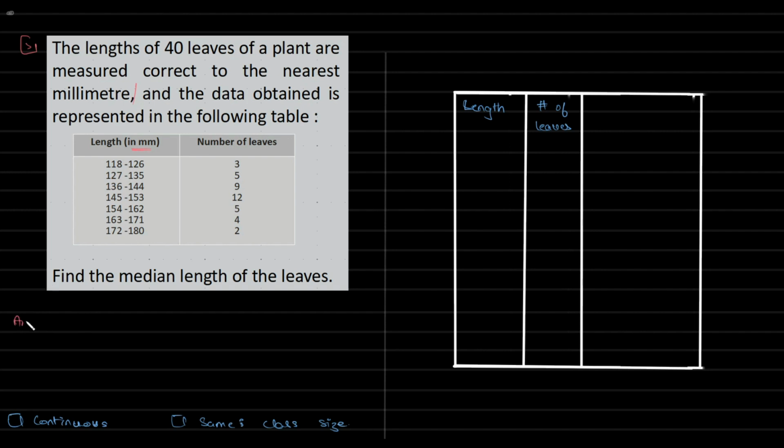So first things first, have a look at the checklist. Just have a look. Is it continuous? It is not, right? 26, 27, 35, 36. So we have to make it continuous. So the thing is, how will we find it?